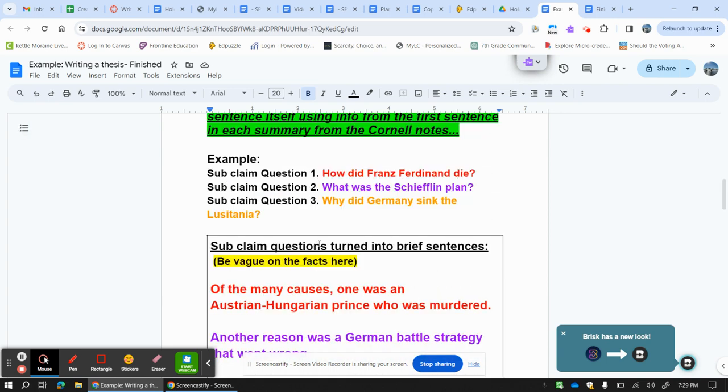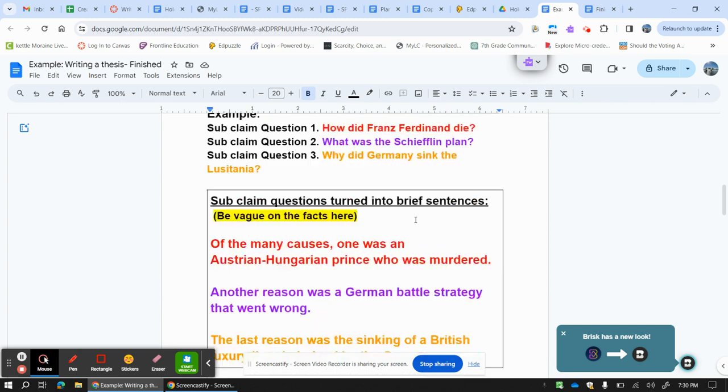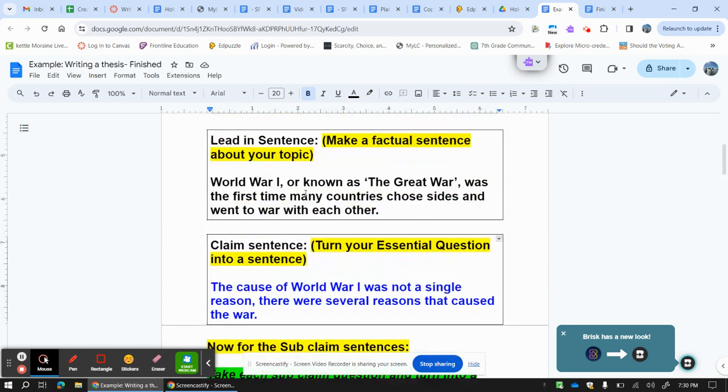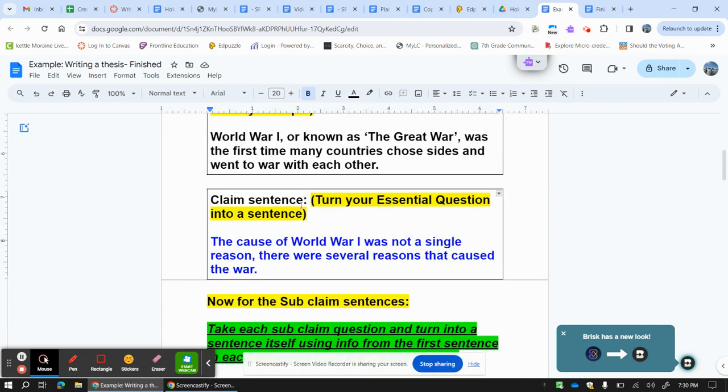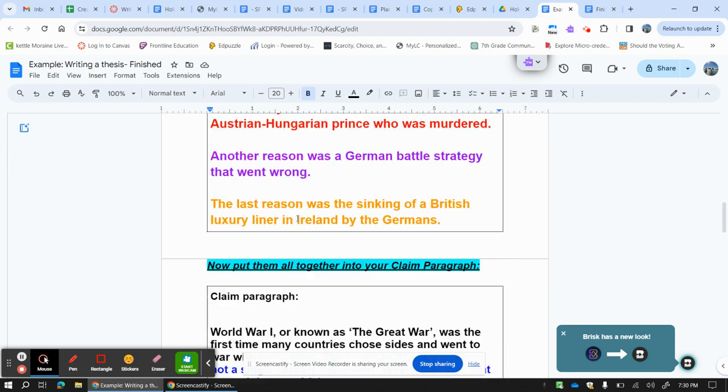And then the third one, why did Germany sink the Lusitania? That was my question. Here is my vague sentence for my thesis. The last reason was the sinking of a British luxury liner in Ireland by the Germans. I don't name the boat, and I don't talk about what happened. Now we're going to put it all together. We're going to put together our lead sentence, our claim sentence, and our 3 vague sentences. Here we go. Let's take a look.